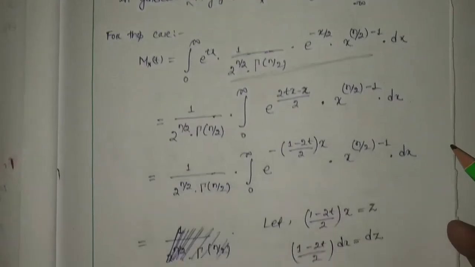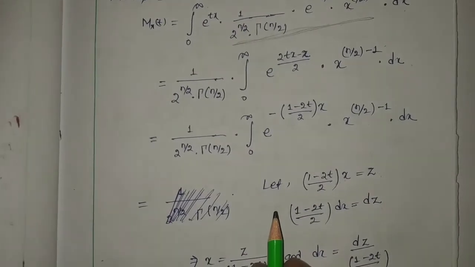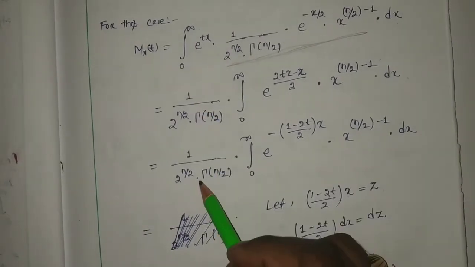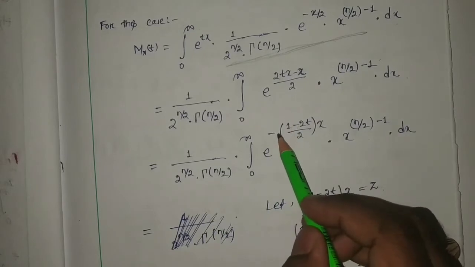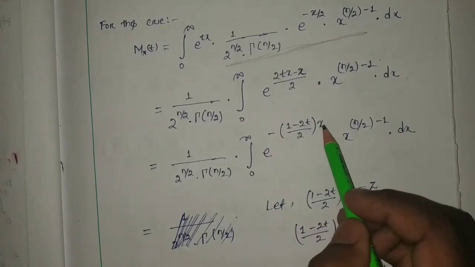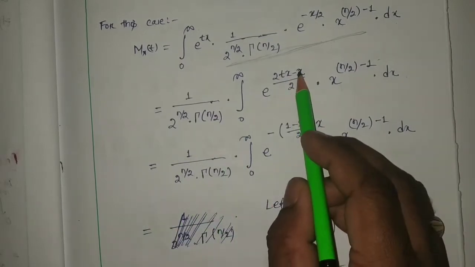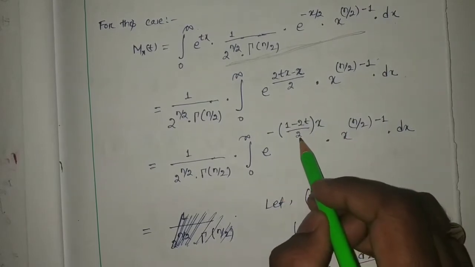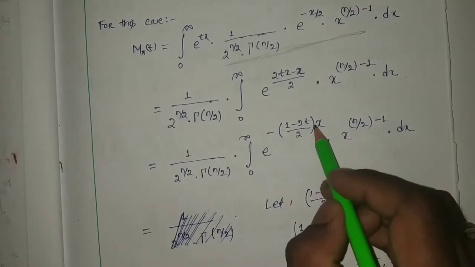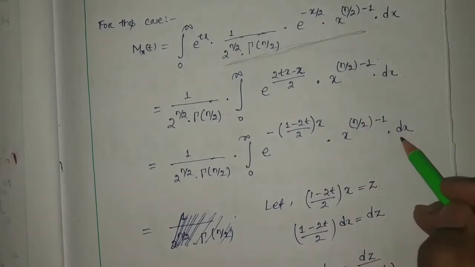Now here, what I have done is, this term as such I have written, no changes. Here you can see that I have taken minus 1 and x common from these two terms. What I am going to get is 1 minus 2t by 2, taking minus outside and x also outside. So x to the power n by 2 minus 1 into dx.